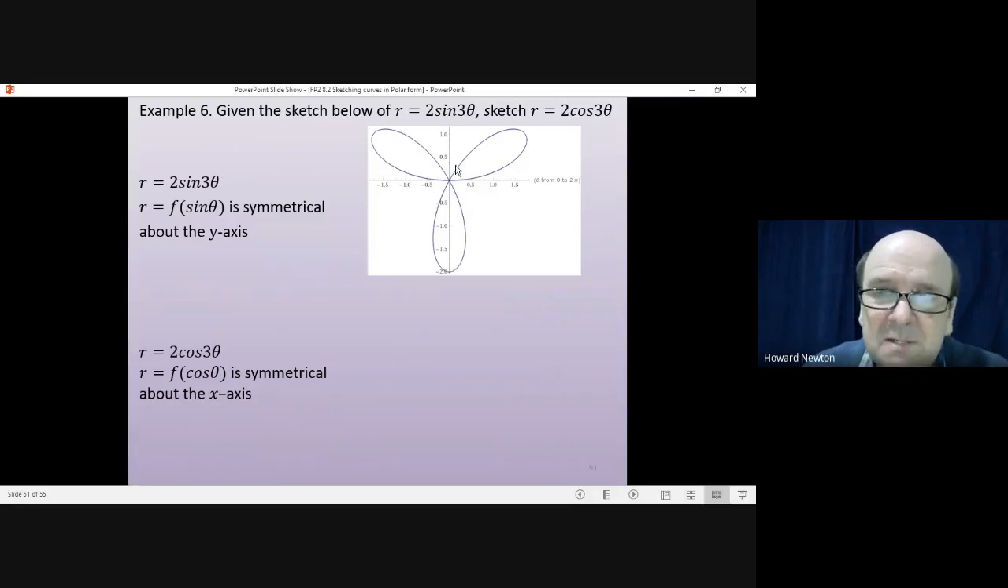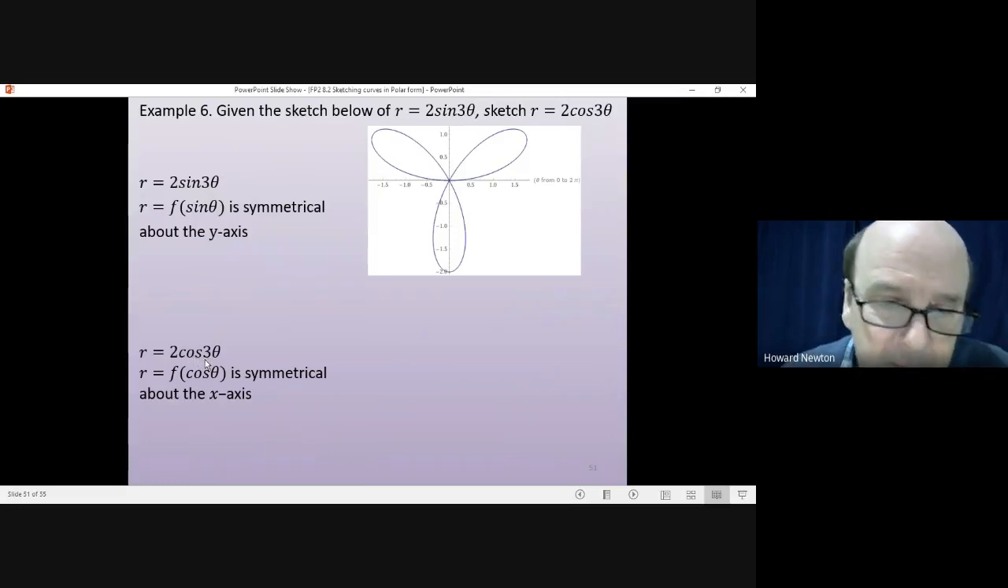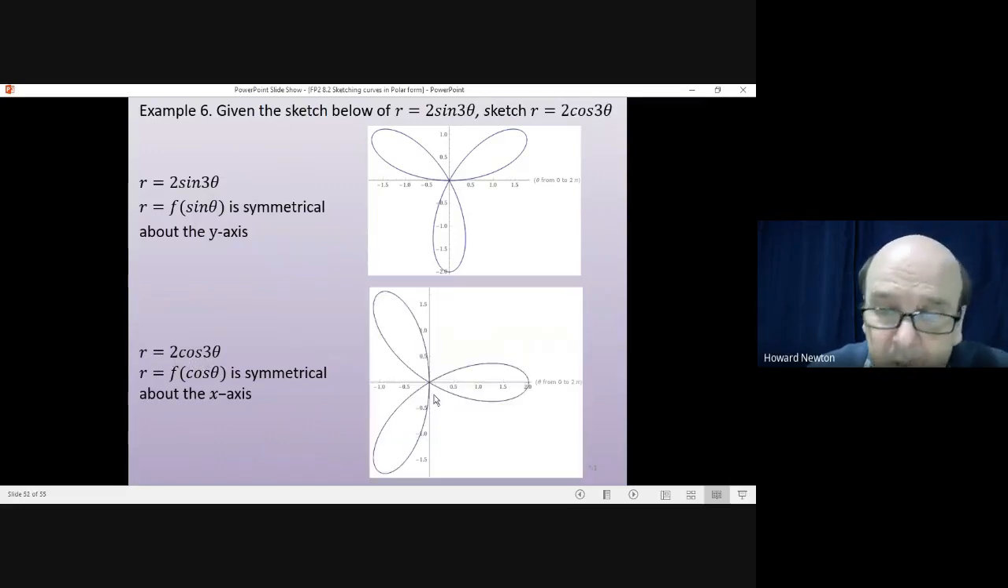Now, I think the easiest way to get these started right is to think what happens at 0. Now, if I put theta equals 0 into 2 sine 3 theta, 2 sine 0 is 0. So when theta equals 0, r equals 0. And it starts out from here. That's not the case with cos. If I put theta equals 0 into cos, the cos of 0 is 1. So r equals 2 cos 0, which is 2. So when theta equals 0, r equals 2. And that would be the starting point. And that's how the 3 loops are arranged.